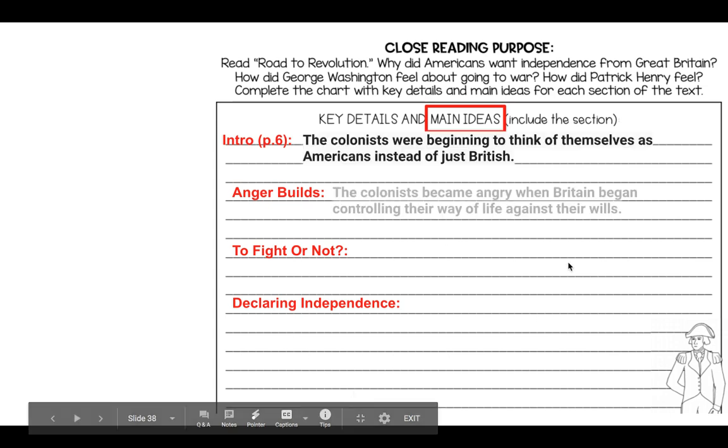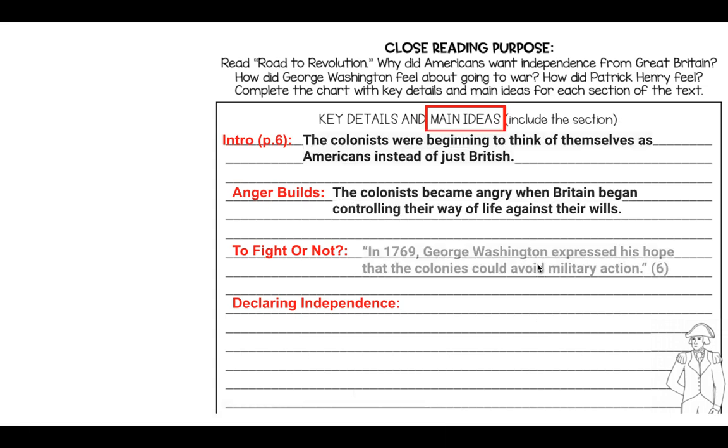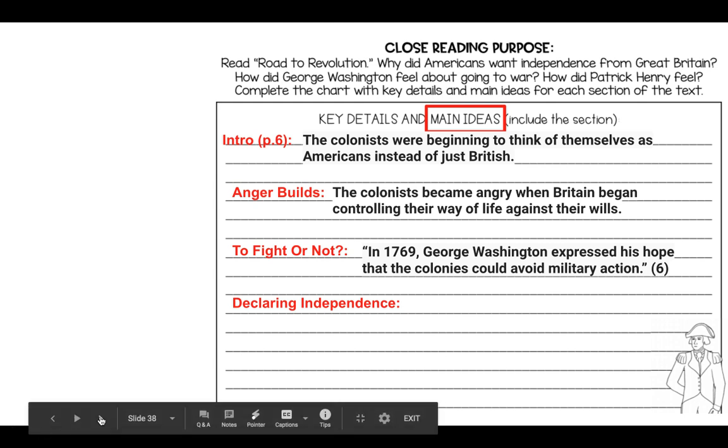Okay, so we have our two, and to fight or not fight. In 1769, George Washington expressed his hope that the colonies could avoid military action. And that one's in quotes because I took it right from the text because I thought it gave the best one. Okay. All right. We're going to then move on to the next one here.